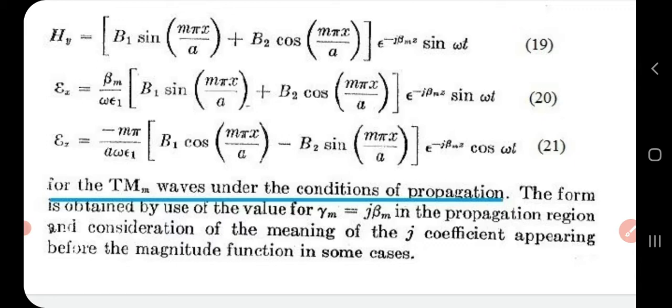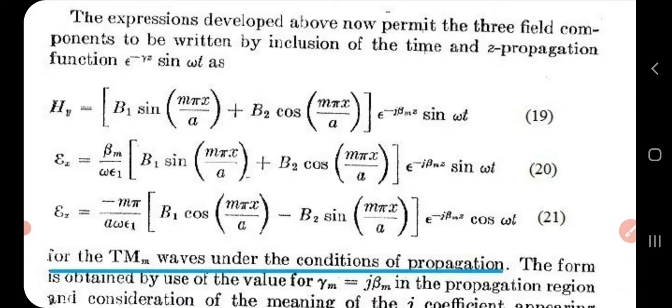Now this particular form is obtained by the use of the value for gamma equal to j beta m in the propagation region and consideration of the meaning of j coefficient appearing before magnitude function in some cases. So no need of writing all that, you just write that these are the three expressions that we derive for the propagation of TM wave between parallel planes, or the equations 19, 20 and 21 represent the propagation of TM waves between parallel planes.